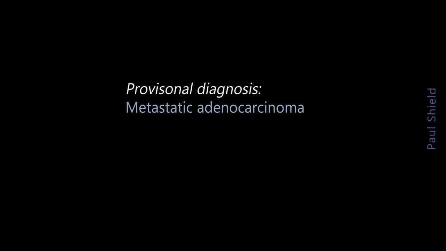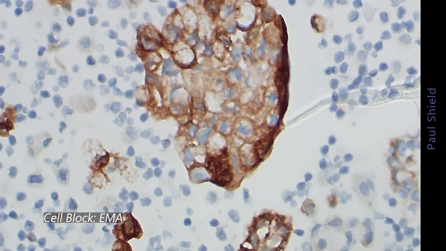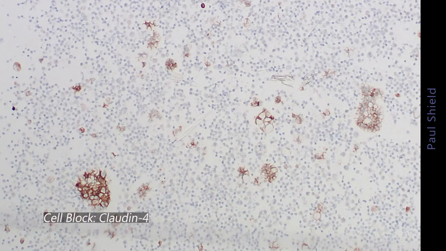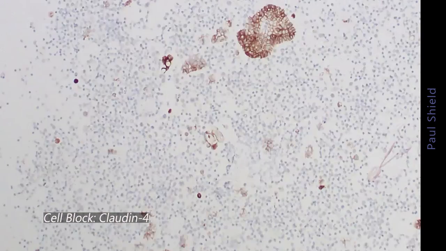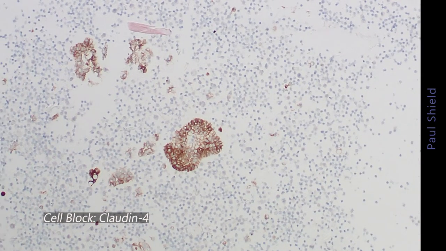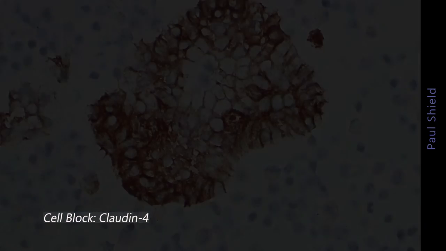We had a cell block and did a panel of stains on that. I'll just show you a couple of the positives. So the epithelial membrane antigen showed nice diffuse cytoplasmic staining, and the claudin-4 showed that nice membranous positivity. So that was certainly consistent with metastatic carcinoma.